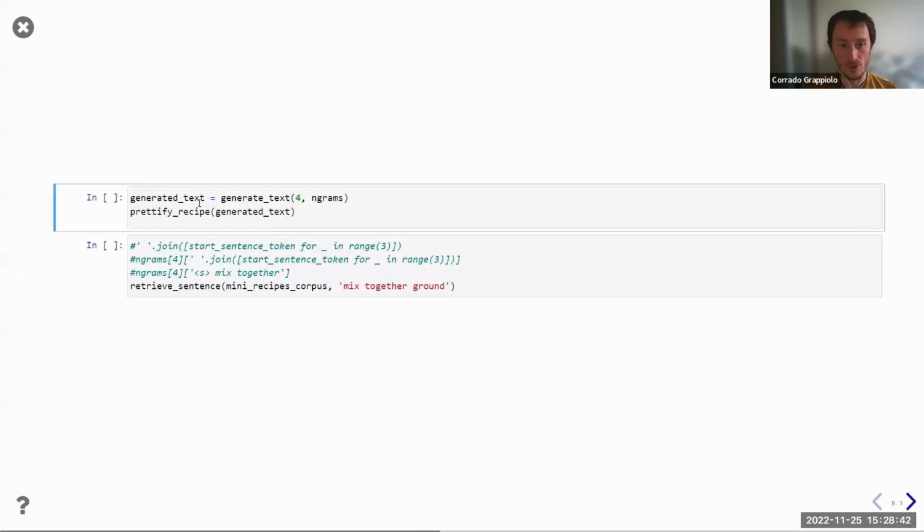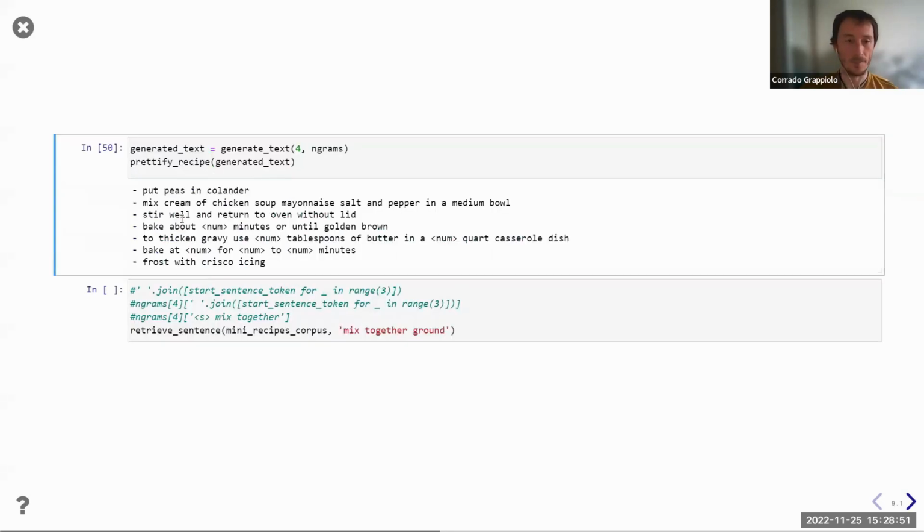So we can try to generate text. We use 4-grams and we print the text that we generate based on all this continuous sampling. And this is an example of a generated recipe. We can try to read it if you want. I think it sort of makes sense. Possibly, I don't know, I've never seen it before. But we can go and find it in the training corpus.